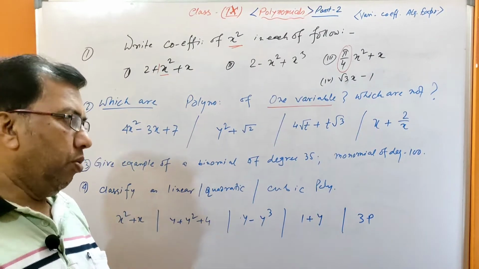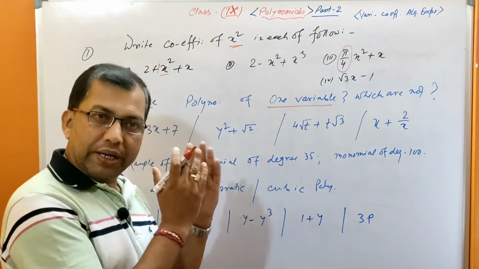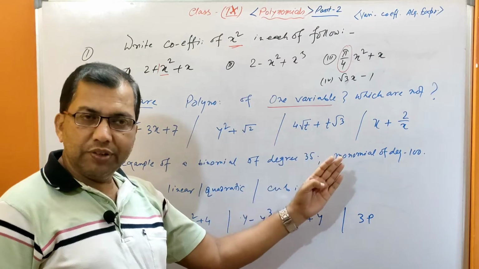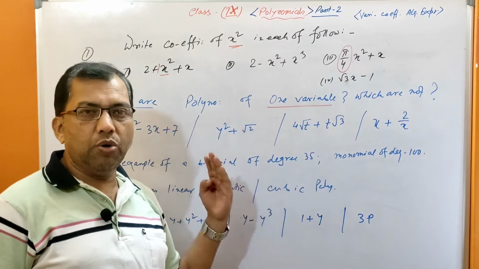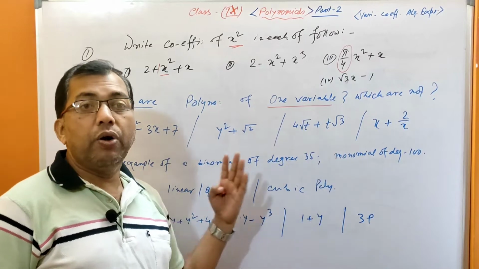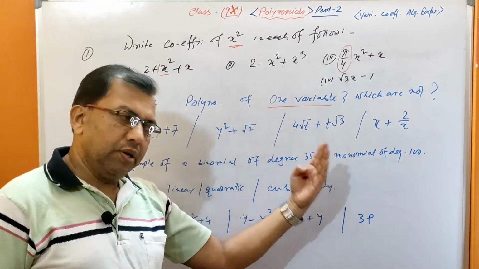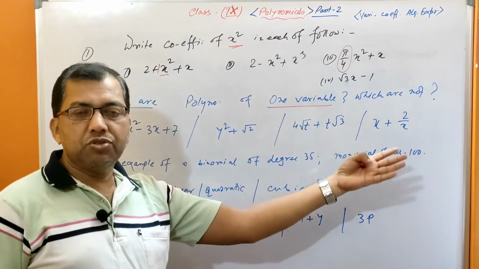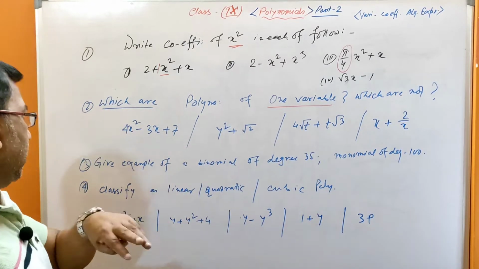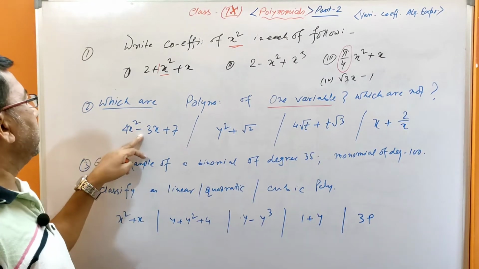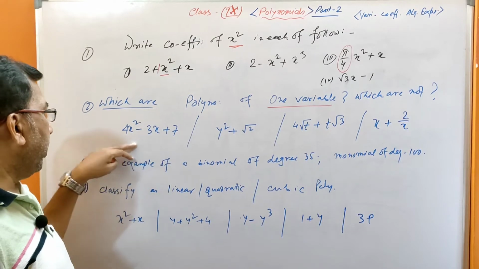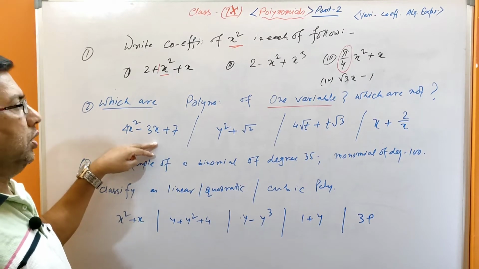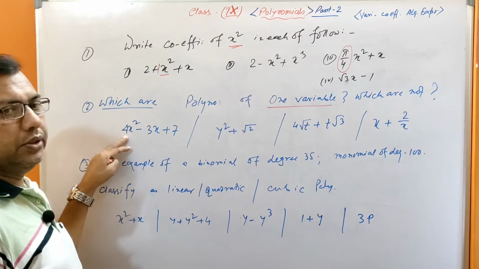I have discussed one variable polynomials, two variable polynomials, three variable polynomials. That is only one variable, only x, or y, or z, or a, anything. x or y, 2, x, y, z, 3. So, let's discuss 4x squared minus 3x plus 7. Is it a polynomial of one variable or not? Yes or no? This is a polynomial.